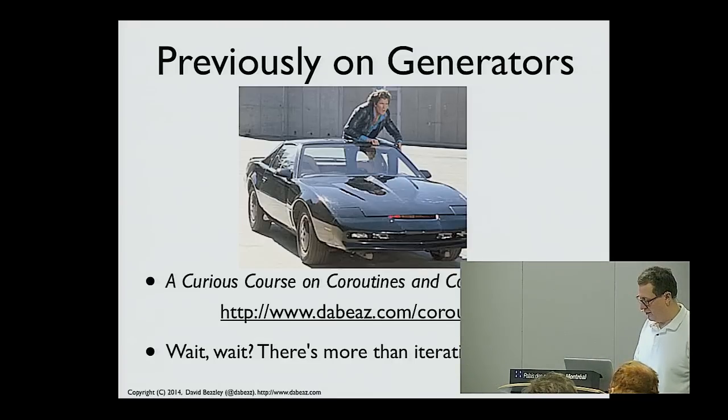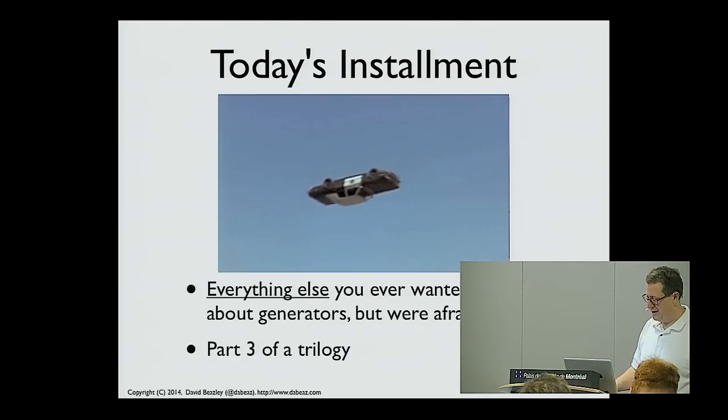That was actually followed up a year later by this. This is my ode to 70s TV, 80s TV there. Followed up by this course on coroutines and concurrency, kind of saying, hey, there's actually more to iteration than generators. This tutorial is part three, which is probably everything that you didn't even know that you could do with generators. I don't know how to really describe it, but it's a whole bunch of new techniques with generators.